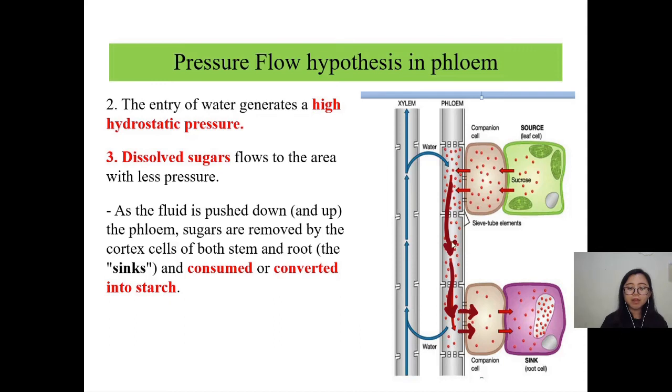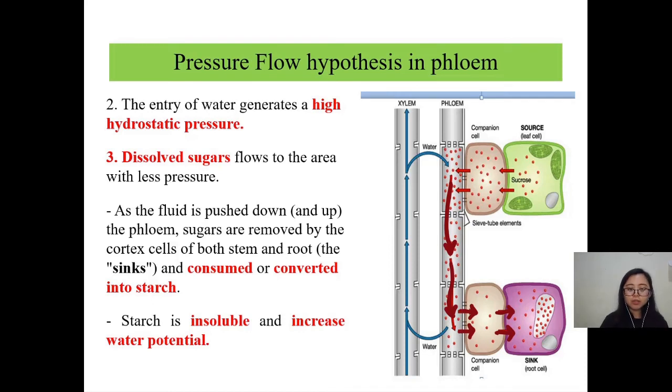So bila dia sampai kepada kawasan yang memerlukan gula tu, memerlukan substance tu, the cortex cells of stem or cortex cells of roots will pump those materials into their cells. Okay, so daripada di cortex tu dia akan masuk dalam companion cell dulu. Daripada companion cell, dia akan pass kepada sel-sel yang memerlukan. Sel yang memerlukan itu kita boleh gelar dia sebagai sink. So in this case, it went from leaf all the way down to the root. The root cell is considered the sink.